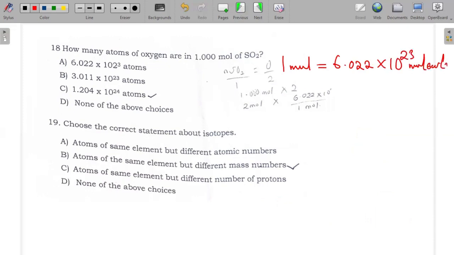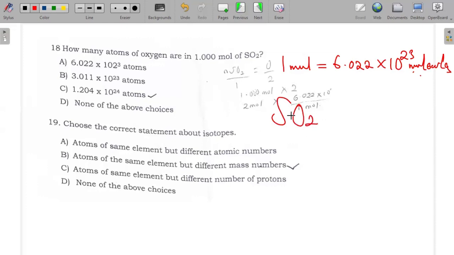So 1 mole of anything that you can get, 1 mole of yourself, you will contain these molecules. 1 mole of your friend, they will contain these molecules. 1 mole of your shoes, they will contain these molecules. 1 mole of anything is going to contain 6.022 times 10 to the power what? 23 molecules.